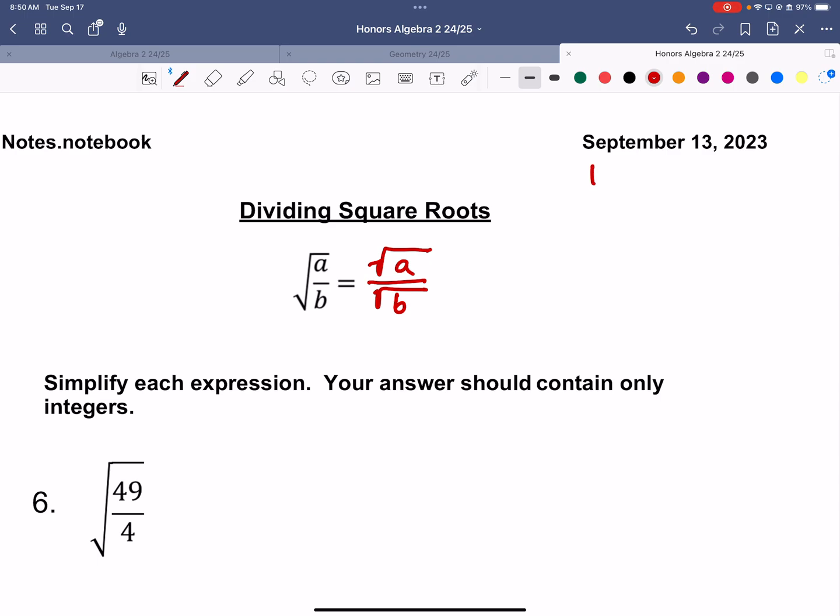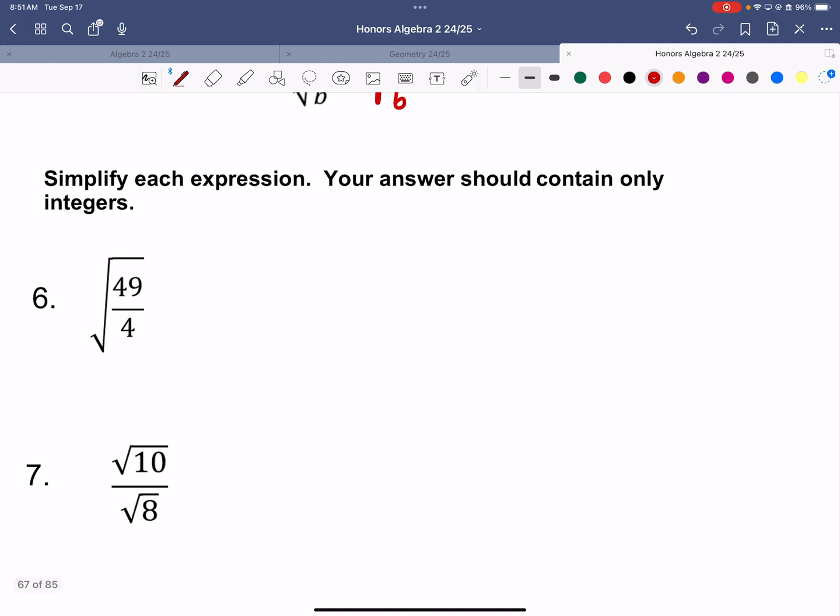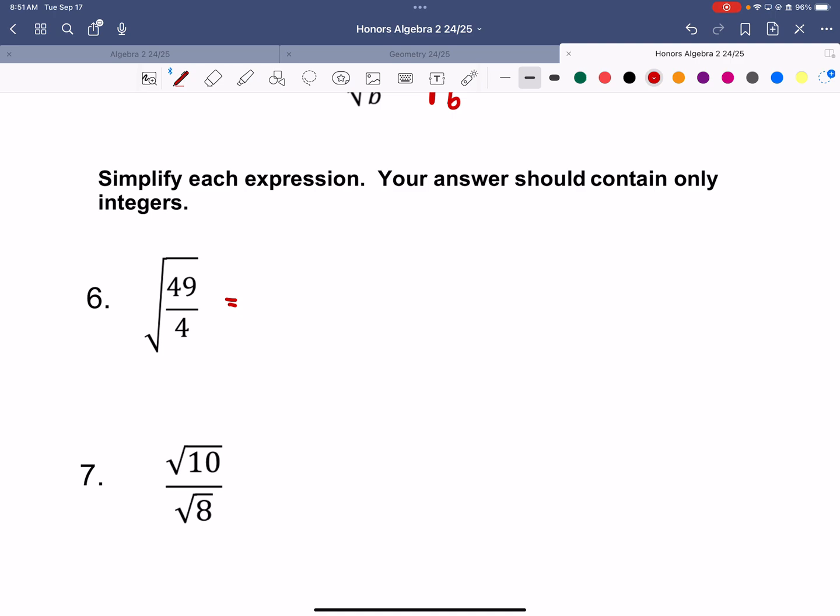And remember our perfect squares: 1, 4, 9, 16, 25, 36, 49, 64, 81, 100, and so on are our perfect squares. And so we always have to be looking for these today. We always need to be looking for these perfect squares. And if you see the perfect squares like we do in this first example, we're going to rewrite this because both 49 and 4 are perfect squares.